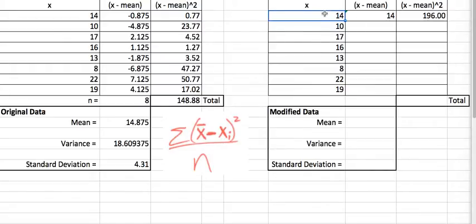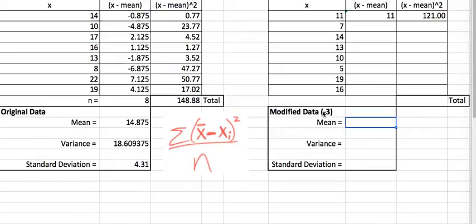I want to take a look at what happens when we change all of the data in a particular way. So let's say instead of 14, I actually did 14 minus 3. Okay, and instead of 10, I did 10 minus 3, and so on. I subtracted 3 from all of my original data. Okay, so here's the modified data where I am subtracting 3.